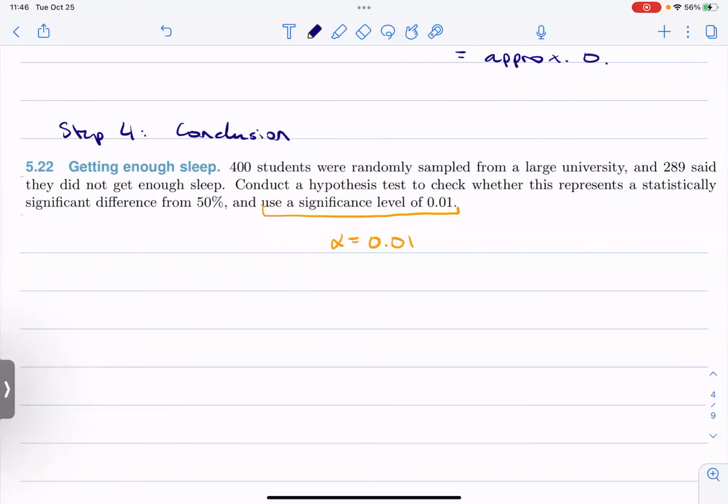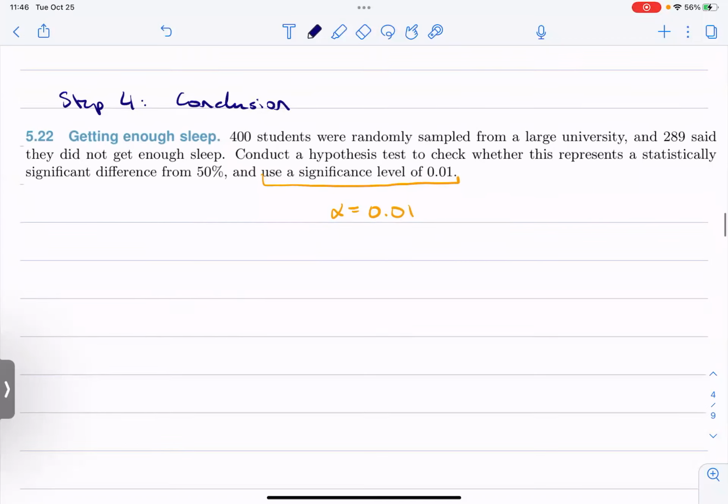Okay, so the first part of our conclusion, to recap: compare the p-value to the alpha level, 0.01 in this case. Then our conclusion in terms of the null hypothesis: you either have enough evidence to reject H naught or you do not have enough evidence to reject H naught. Those are your only options. Then you can state the conclusion in terms of the question. What does rejecting H naught mean for this question?